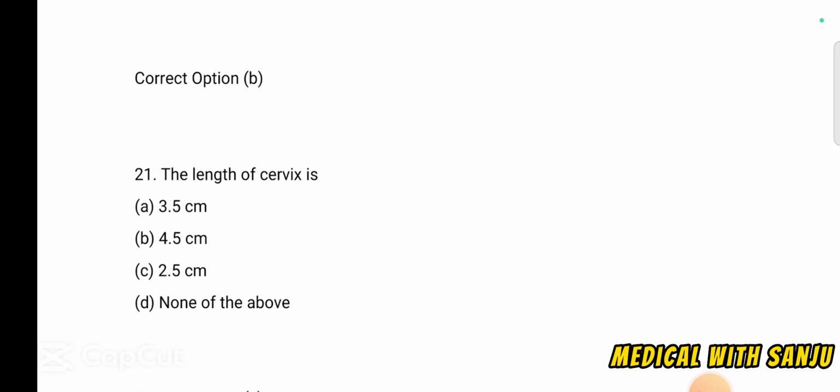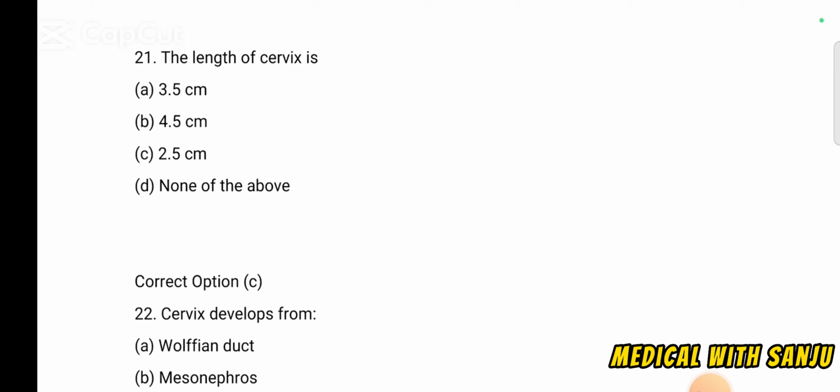Question number 21. The length of cervix is option A 3.5 centimeter, option B 4.5 centimeter, option C 2.5 centimeter, and option D none of the above. It is about 1 inch, 2.5 centimeter long. Option C. The neck of the uterus, or the inferior narrow portion of the uterus, is called cervix.